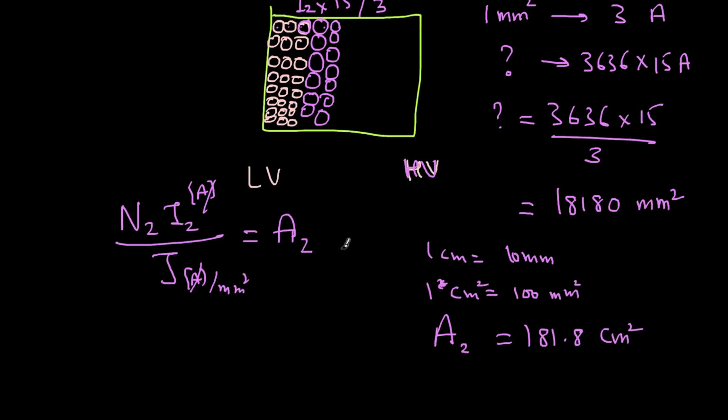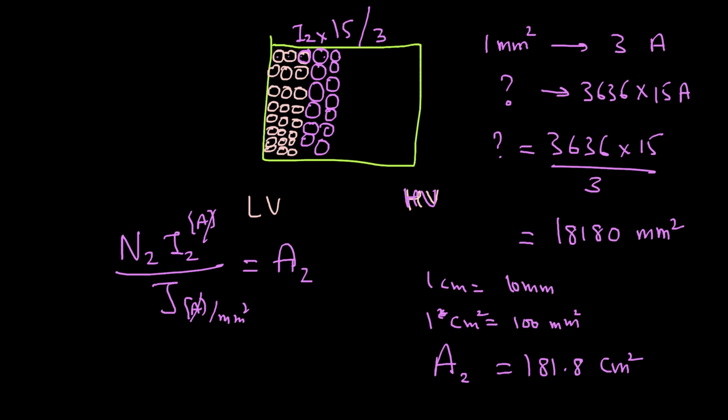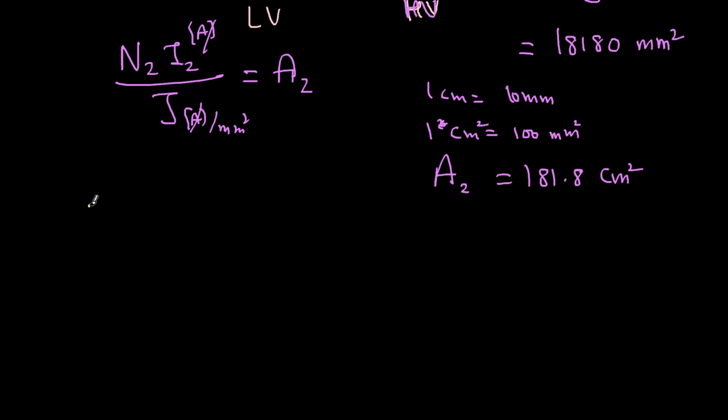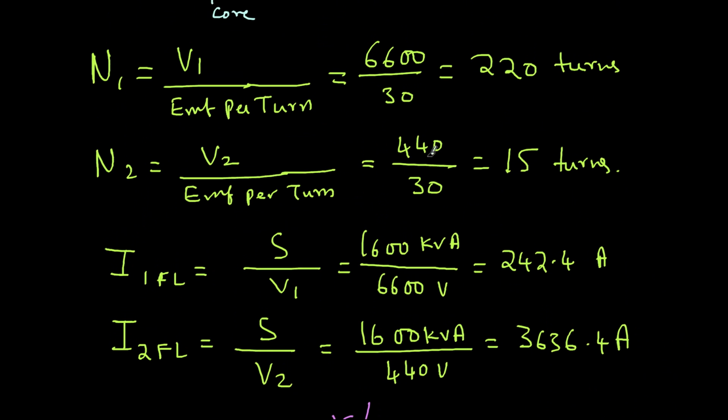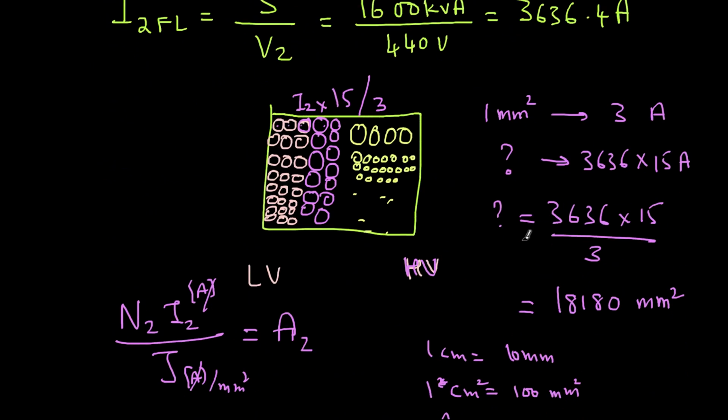In the same window there is a high voltage winding also going through. So actually the high voltage winding will have a thin, less cross section area wire, and it will have more turns. So let's do that. A1 is N1 I1 by J. So N1 is the number of turns, that is 220 turns, and 242.4 is the current.